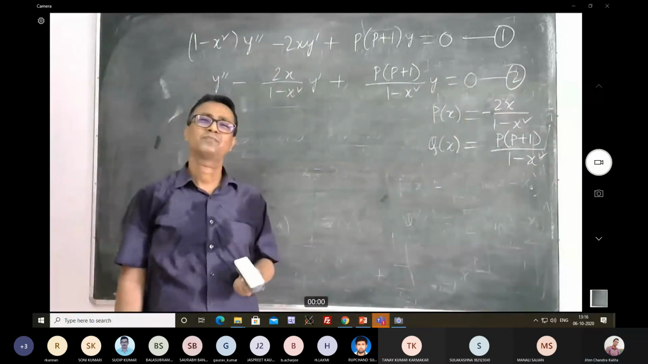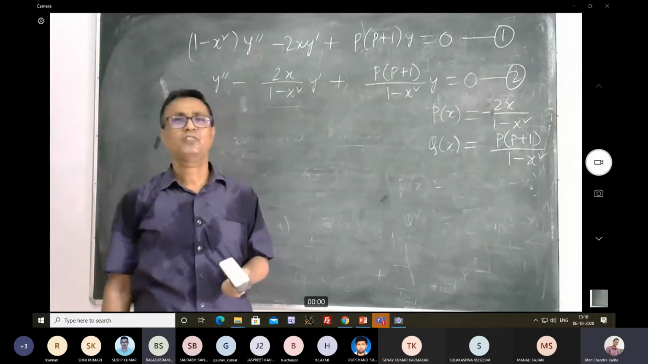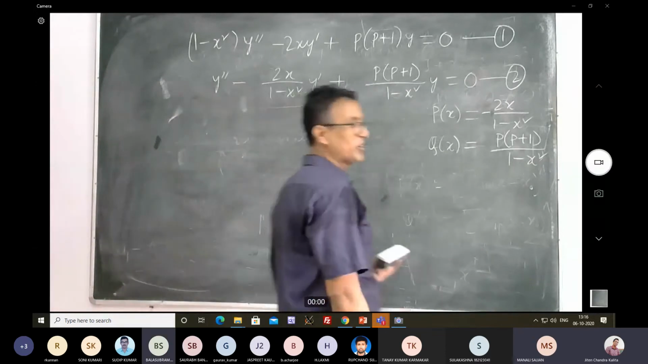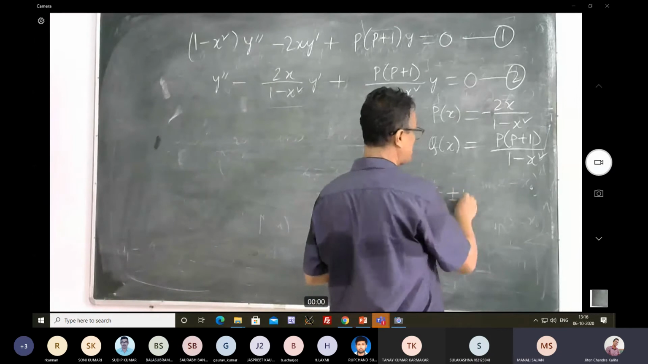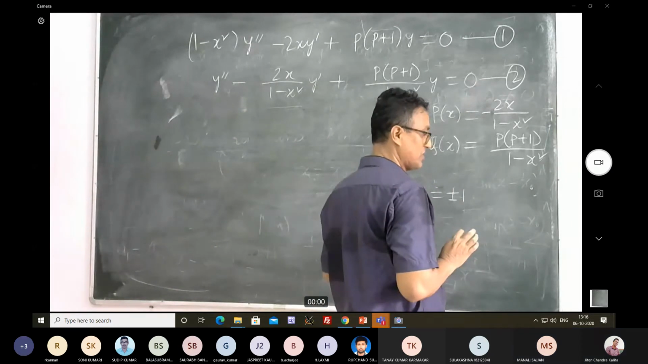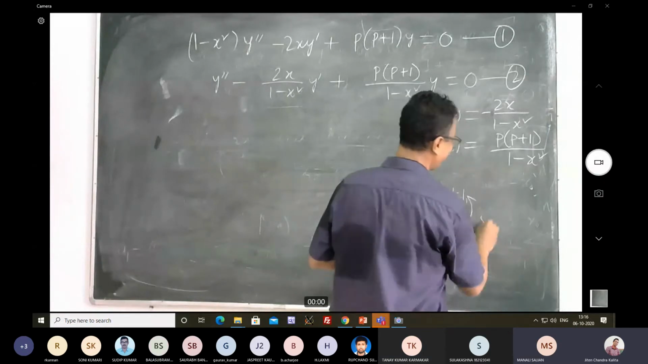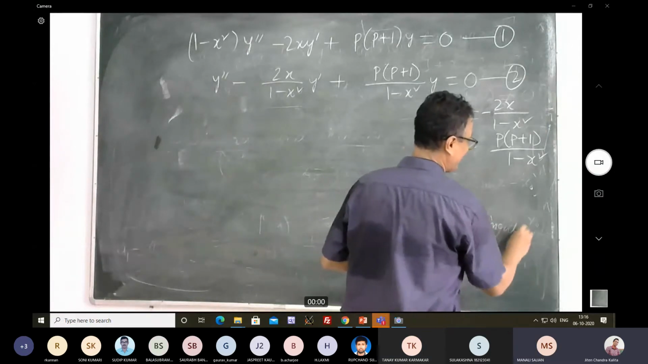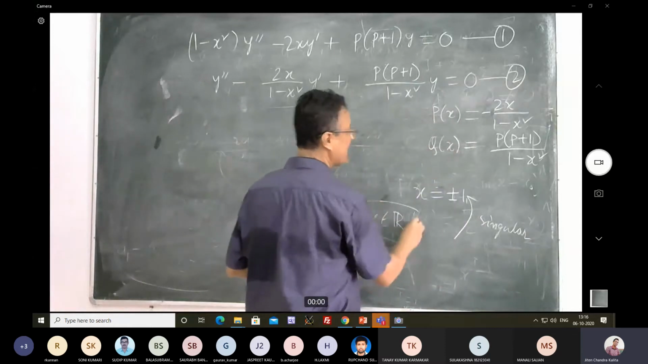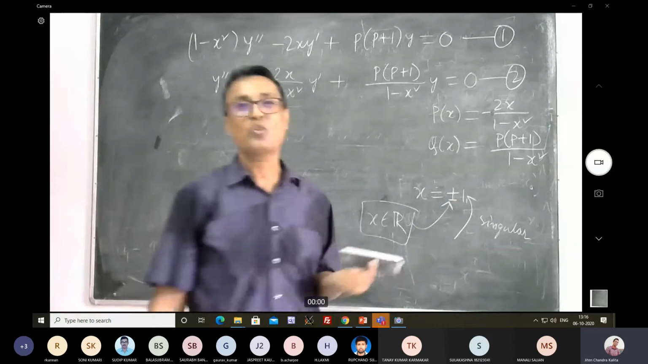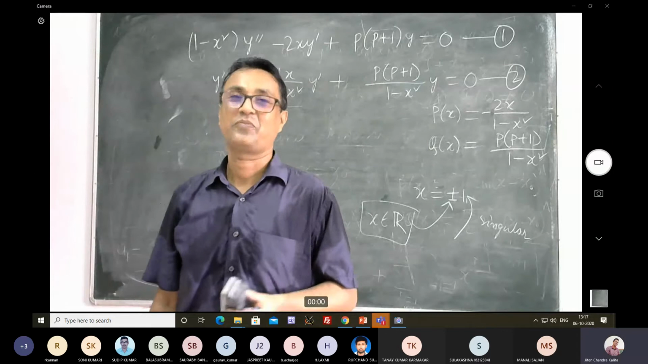Okay, let us start with the singular points. x equal to plus 1 and minus 1 are the singular points. All other points belonging to the real line, except these 2 points, are ordinary points. Is it okay? Fine?